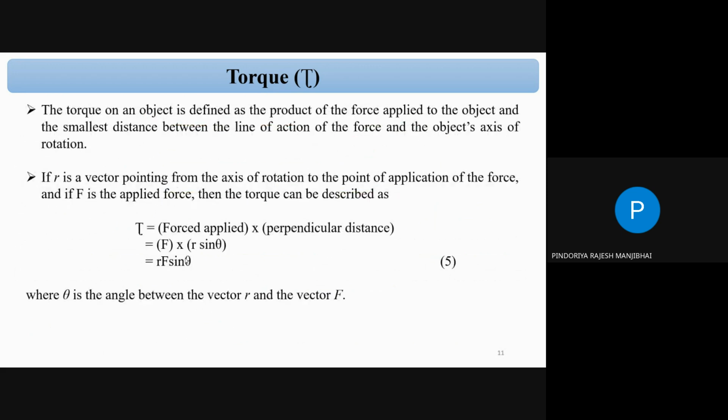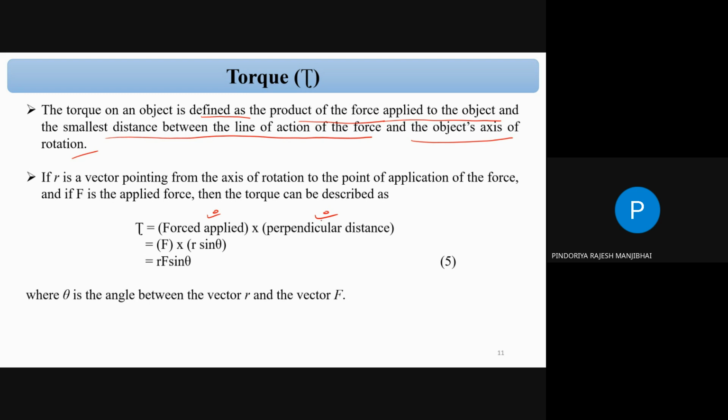How can we define torque? Torque is a twisting force, but how do we define it as a mathematical equation? Torque is defined as the product of the force applied to the object and the smallest distance between the line of action of the force and the object's axis of rotation. So torque is defined by two terms: one is the force and the second is the perpendicular distance.